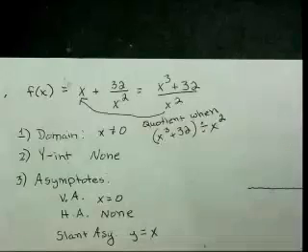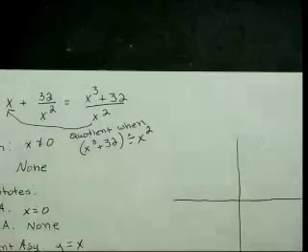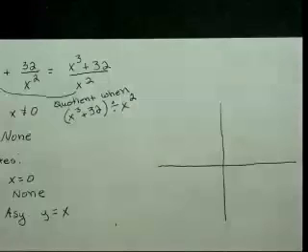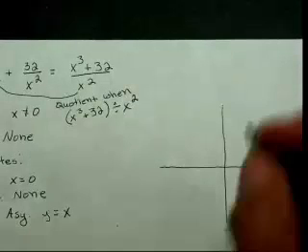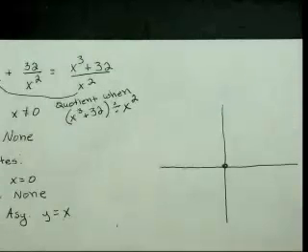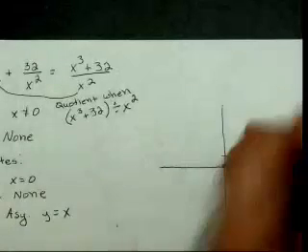There's a vertical asymptote at 0. There's no way I can go back in and dash in the y-axis. The slant asymptote y equals x has y-intercept 0, slope of 1. So that's my slant asymptote.